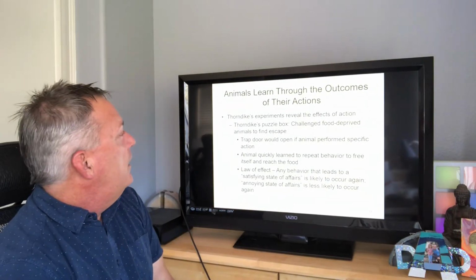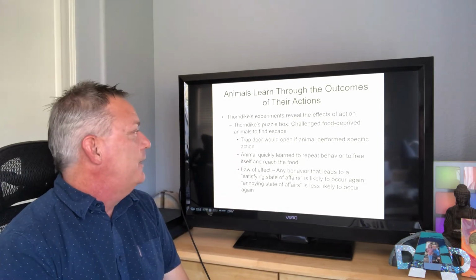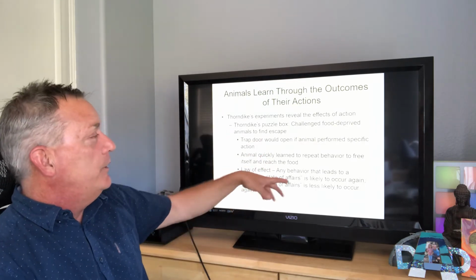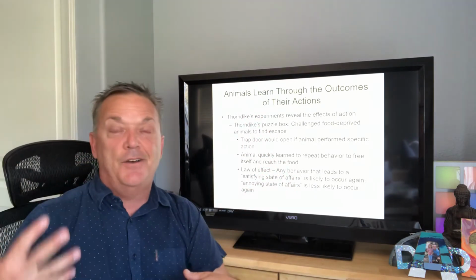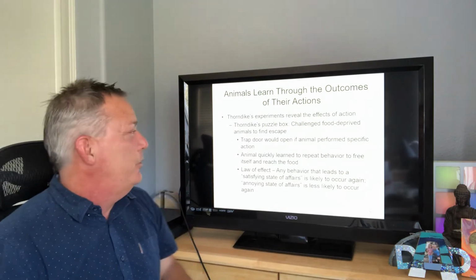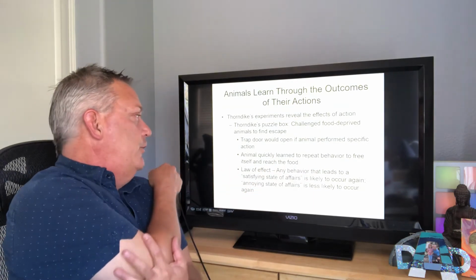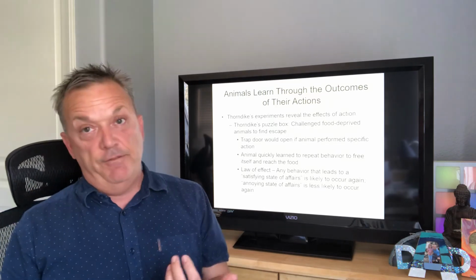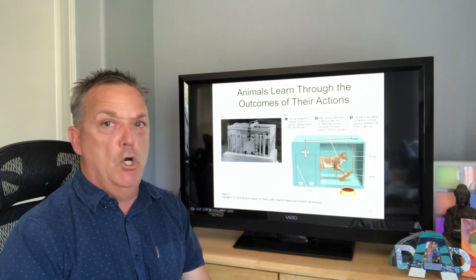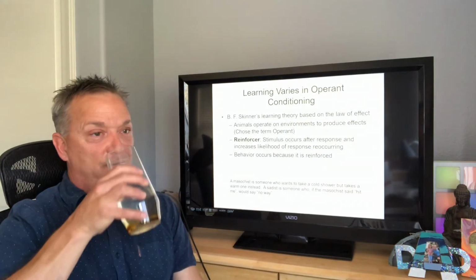Okay, Thorndike's experiments basically threw a cat in a box with a trapdoor. As soon as the cat figured it out, the animal quickly learned that you could press a lever and get out, then you put him back in the box. What's he going to do? He's going to press the lever real quick to go get that food, right? And so the law of effect: any behavior that leads to a satisfying state of affairs is likely to occur, and an annoying state of affairs is less likely to occur. Okay, and there's Thorndike's box. Kitty getting out, right? Smart kitties. They want that food.